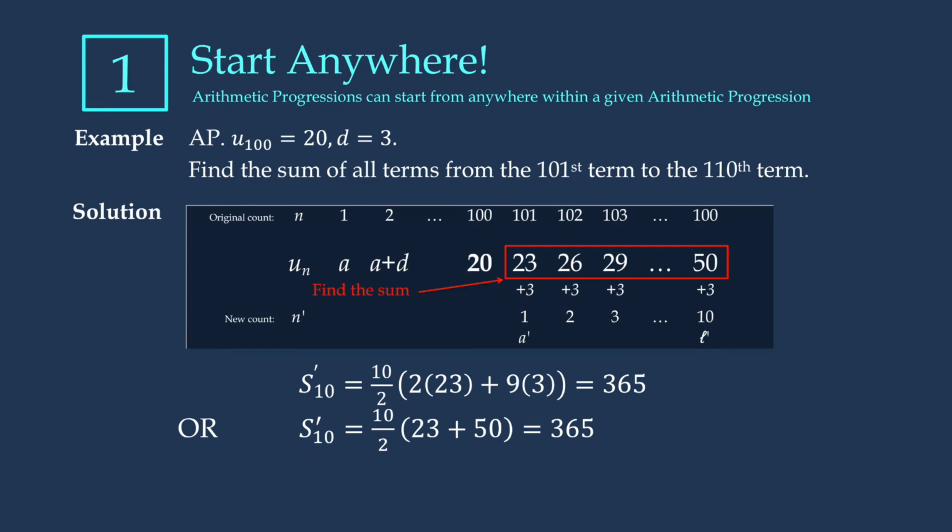Instead of doing that, let us define a new AP, where the original 101st term is the new first term. This is 20 plus 3 equals 23. Now we just have to find the sum of the first 10 terms. Applying the standard formula gives the answer of 365. Note that we don't really have to work out the original first term in order to work out the solution, and that saves us quite a bit of work.